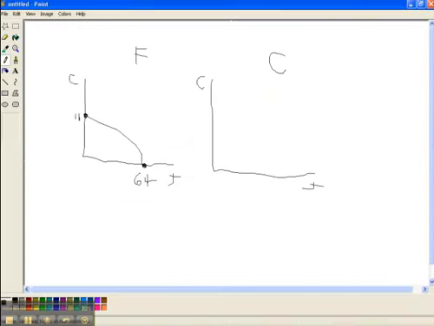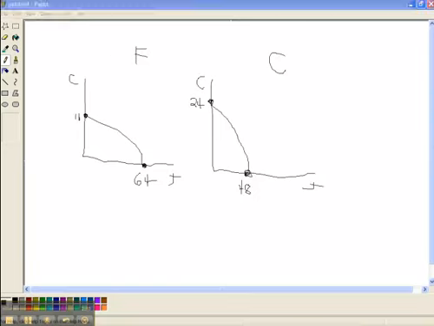So if we go back to this graph, if country C decides to produce all corn, they would be able to produce 24 million bushels of corn. And if they chose to produce all jeans, they would be able to produce 48 million pairs of jeans. And so there's the production possibilities frontier for country C.